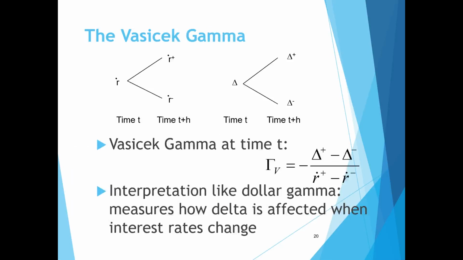And for gamma, you're going to need to compute the delta in the up scenario and the delta in the down scenario so that you can compute gamma as minus delta plus minus delta minus over R plus minus R minus. And interpretation is just going to be like dollar gamma, which measures how delta is affected when interest rates change.